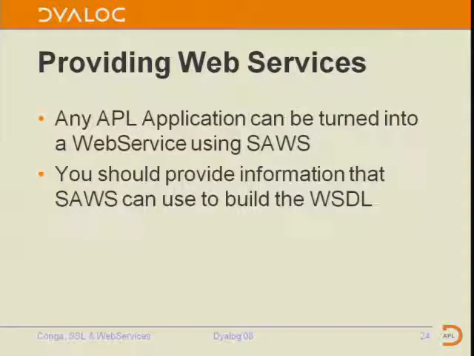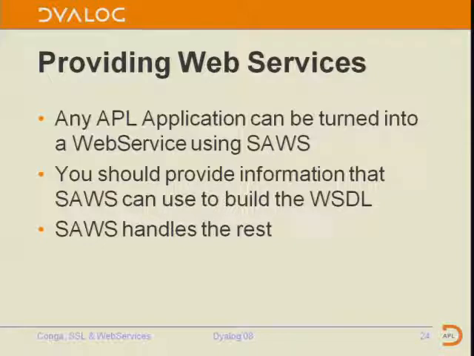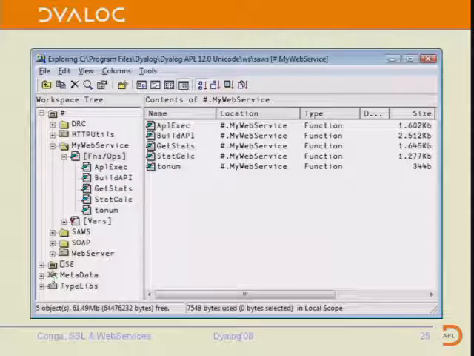And likewise, any APL application can be turned into a web service. Now, so you've got a function, and you need to provide a little bit more information describing your function, some declarations that source can use to build the WSDL that a client may want to use to make the call, to build the SOAP to make the call. So you just need to provide some declarations, and source handles the rest.